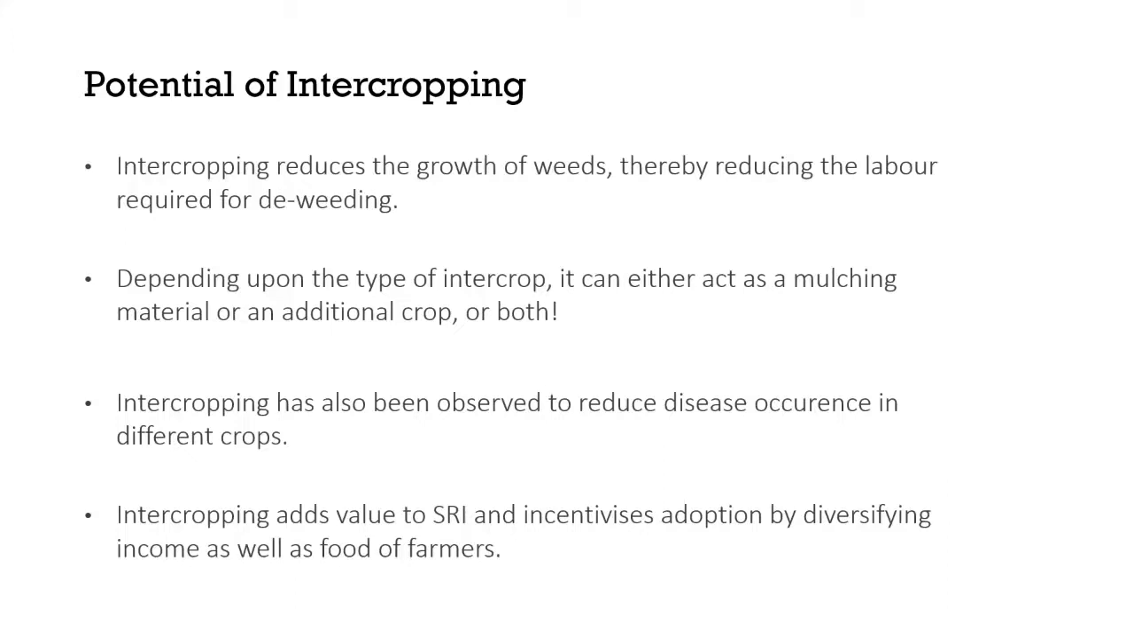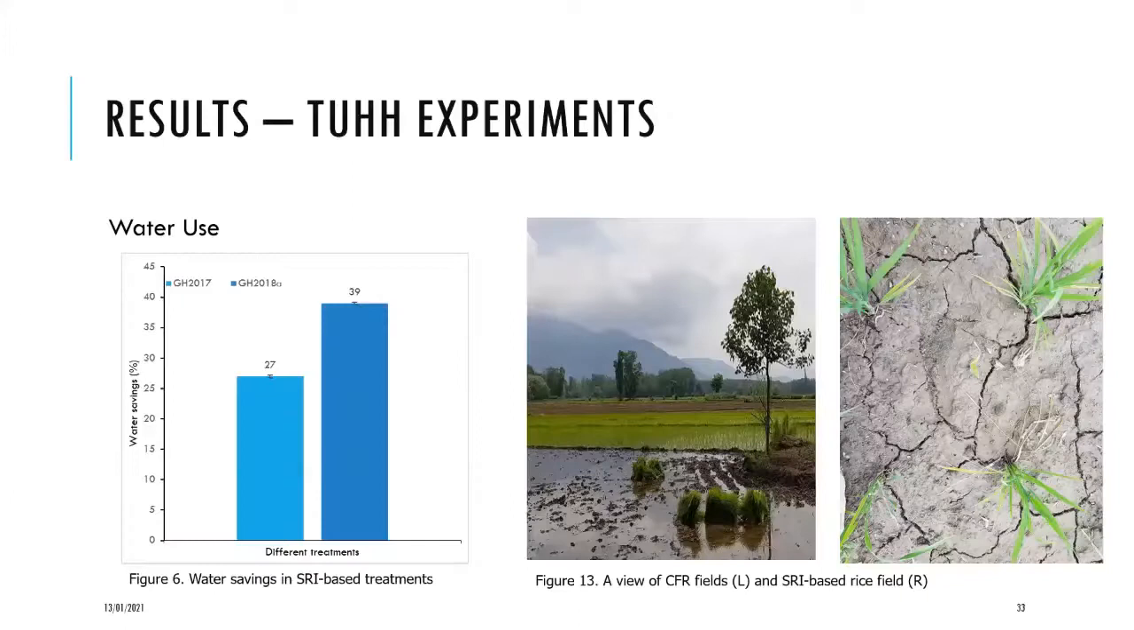transmission of diseases. And intercropping also adds value to SRI and incentivizes adoption by diversifying income, as well as food for farm families. So we did experiments at the TUHH, first at the laboratory level, in which we measured some of the parameters, for example, water use. There was water savings of up to 40%, 39%, in the SRI experiments compared with the conventional flooded water experiments. The pictures are not from the TUHH experiments, they are from the field experiments, just to visualize this finding from the greenhouse experiments.